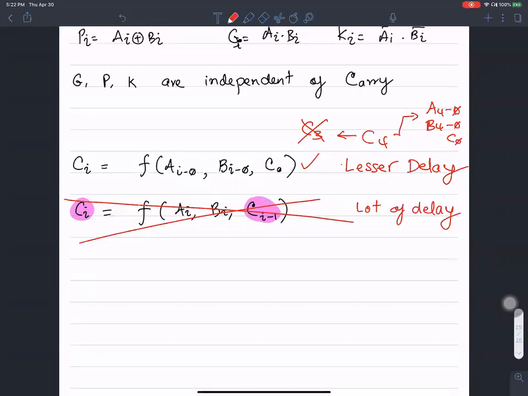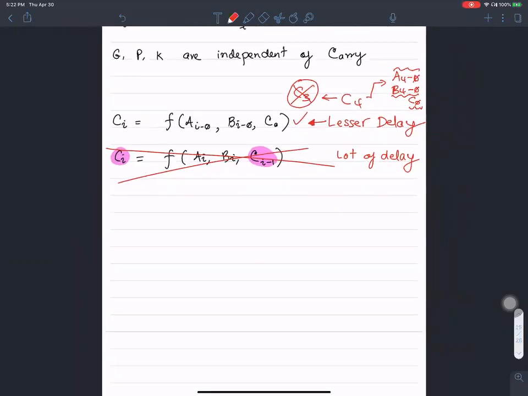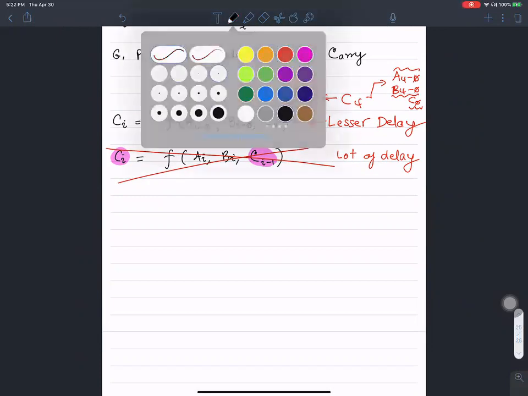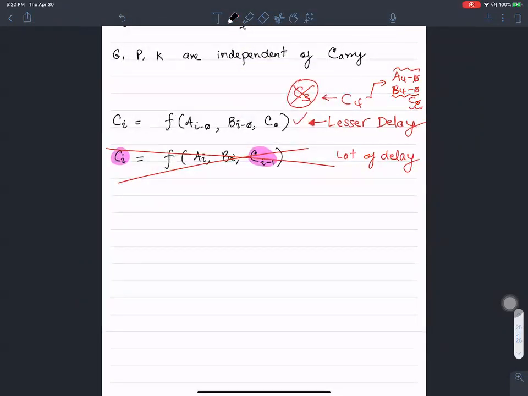It only makes our circuit more complicated, but that's fine as long as it saves me a lot of time. C4 is dependent on A4 to A0, B4 to B0, and C0. It's not waiting for C3. So that's the idea of the carry look ahead adder. Let me see how I can calculate that. The idea is based on breaking the carry chain.